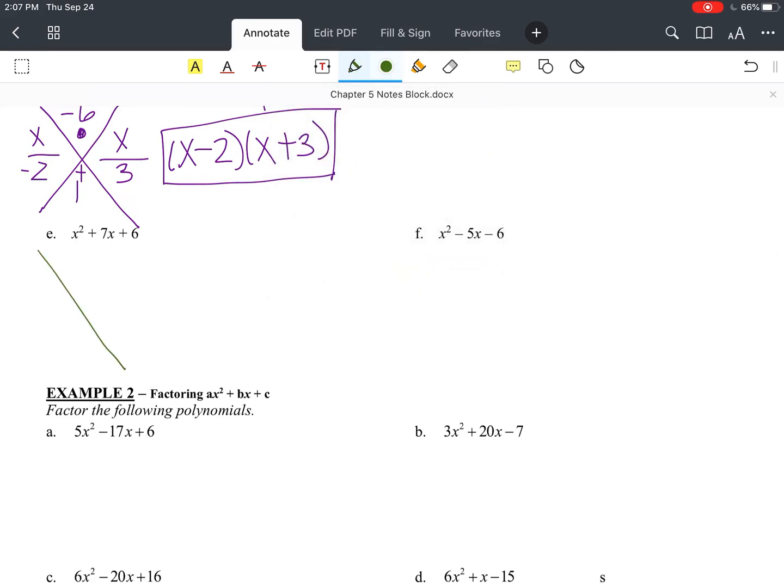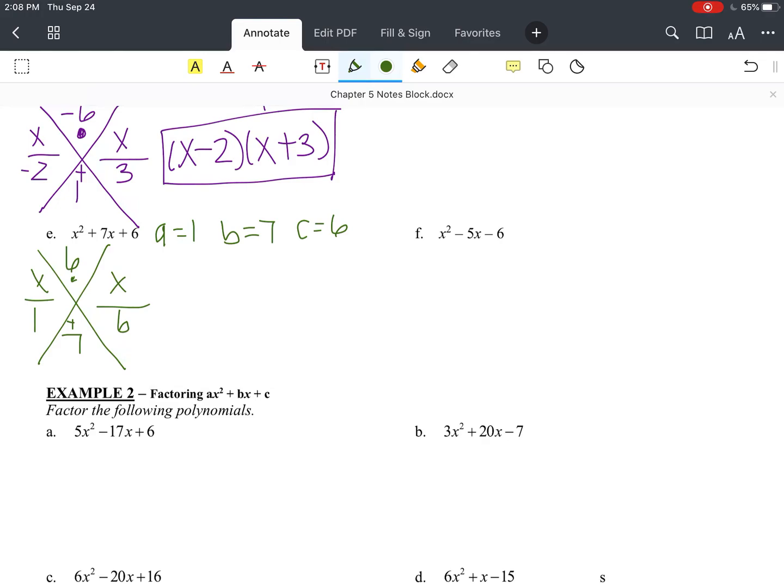So letter E. Again, my a is still 1. My b is the number in front of x, so it's 7, and c is 6. A times c, 1 times 6, is going to be 6 on top. B is 7 on bottom. Setting up my fractions, it's still just going to be 1x. I need two numbers that multiply to 6 and add to 7. 2 and 3 multiply to 6, but they don't add to 7. But 1 and 6 multiply to 6 and add to 7. So 1 and 6 are going to be my two factors.